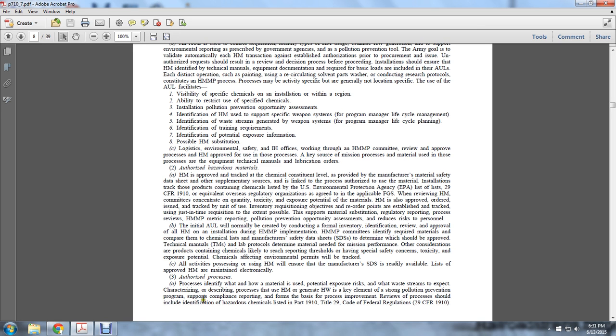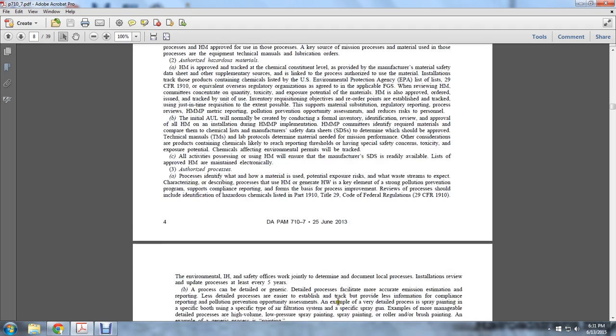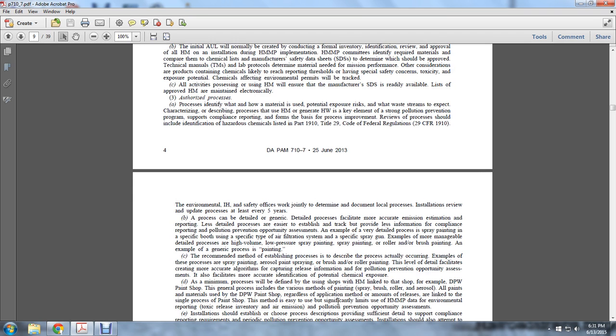Reviews of the process should include the identification of hazardous materials, chemicals listed in Part 1910, Title 29 Code of Federal Regulations. Environmental, Industrial Hygiene, and Safety Officers work jointly in determining the documentation of local process. Installations review and update processes at least every 5 years. The process can be detailed or generic. The detailed process facilitates more accurate emissions estimations and reporting. Less detailed processes are easier to establish and track, but provide less information for compliance reporting and pollution prevention opportunity assessment.